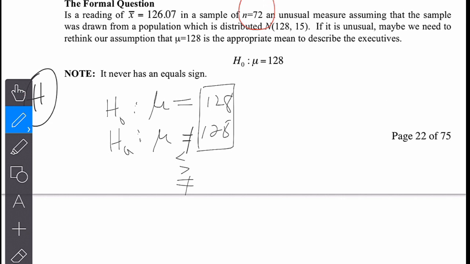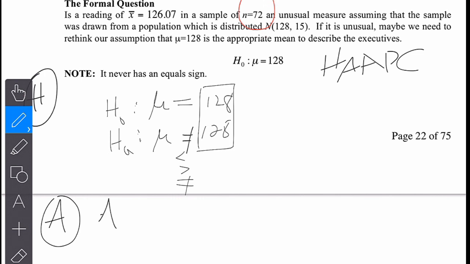So that's the H step where it's done. Next step. Let me write the letters again. HAPC, right? So A is the next step. A for assume. What do we assume? Well, we can't do anything unless we assume we know the population mean. So we're going to stick with the status quo.